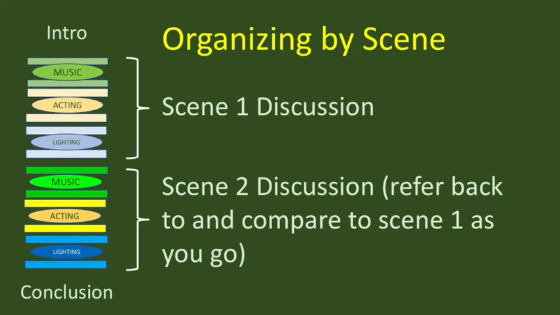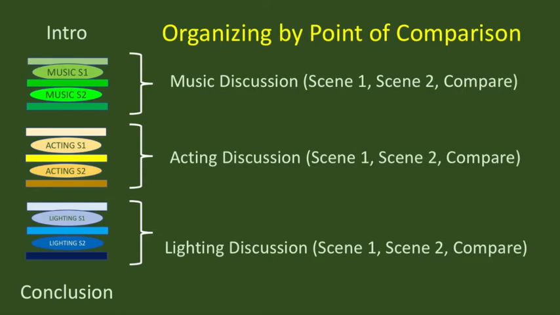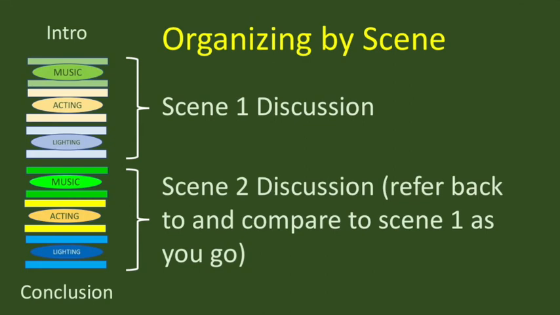So that's one option. The other option you could choose is to organize instead by the point of comparison. If you do this, you're going to move the two blocks where you talk about music together, the two blocks where you talk about acting together, and the two blocks where you talk about lighting together. So now you've got more like a paragraph about music, a paragraph about acting, a paragraph about lighting. In each of those paragraphs, you talk about the first scene and then the second scene, and then you directly compare them to each other. Which one is using music more effectively? Which one is using acting more effectively? And so on.